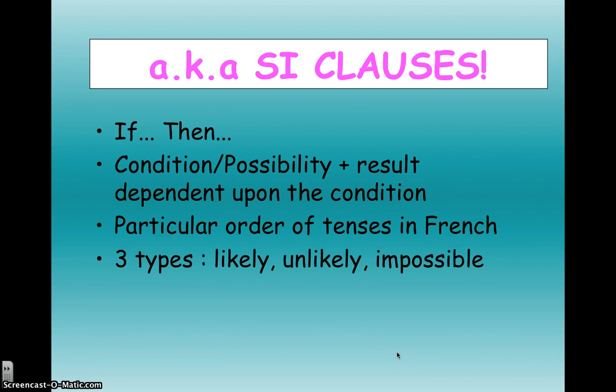We have three types of sentences. We have conditions that are very likely, conditions that are unlikely, conditions that are impossible. We've actually already talked about likely ones, and today we're going to talk about unlikely ones.